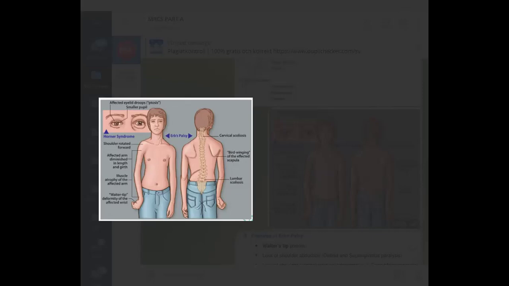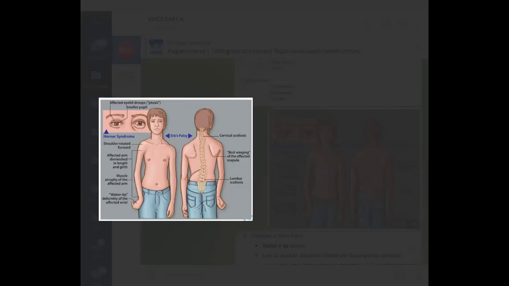As you can see in the image, the shoulder is rotated forward, and the affected arm is diminished in length and girth. It is thinner compared to the left one. You can see the muscle atrophy of the affected arm.